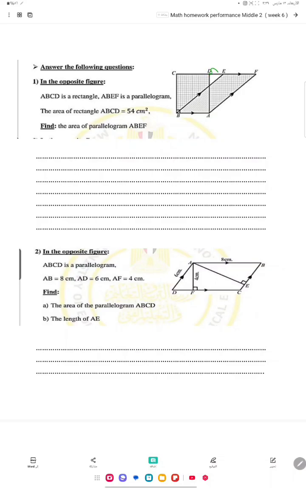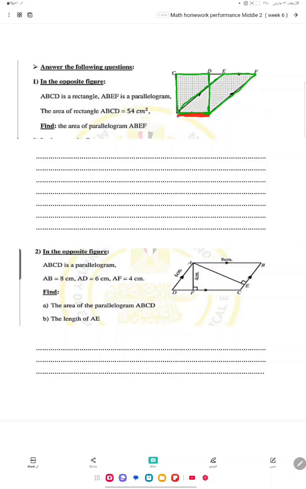Okay, as we know, we have a rectangle and its two opposite sides are parallel, right? And also we have a parallelogram ABEF and its two opposite sides are parallel. Okay, we can see here we have a parallelogram and rectangle. Both of them lie between two parallel straight lines, and AB is a common base, so they are equal in area. And we have the area of the rectangle 54, so also the area of the parallelogram will equal 54.